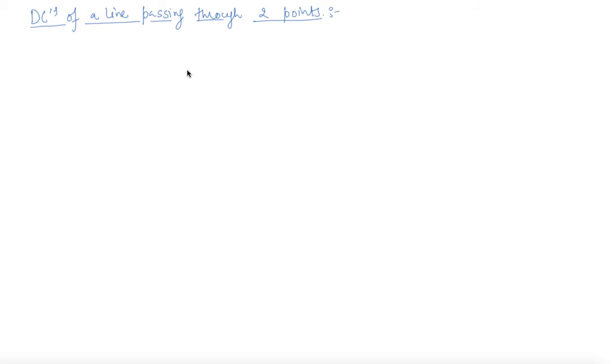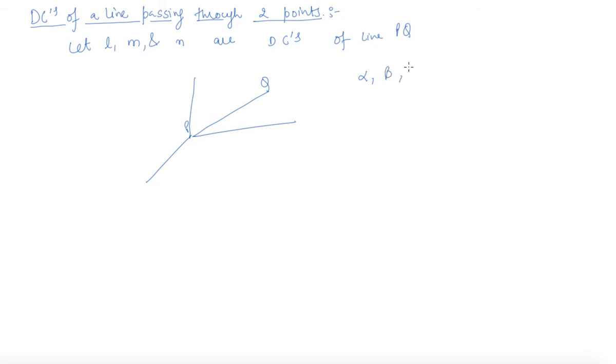Now we will discuss the direction cosines of a line passing through 2 points. So students, now we will discuss the DCs, or the direction cosines, of a line passing through 2 points. So let's say l, m, and n are direction cosines of line PQ, and it is making angles alpha, beta, and gamma with the x, y, and z axis respectively.